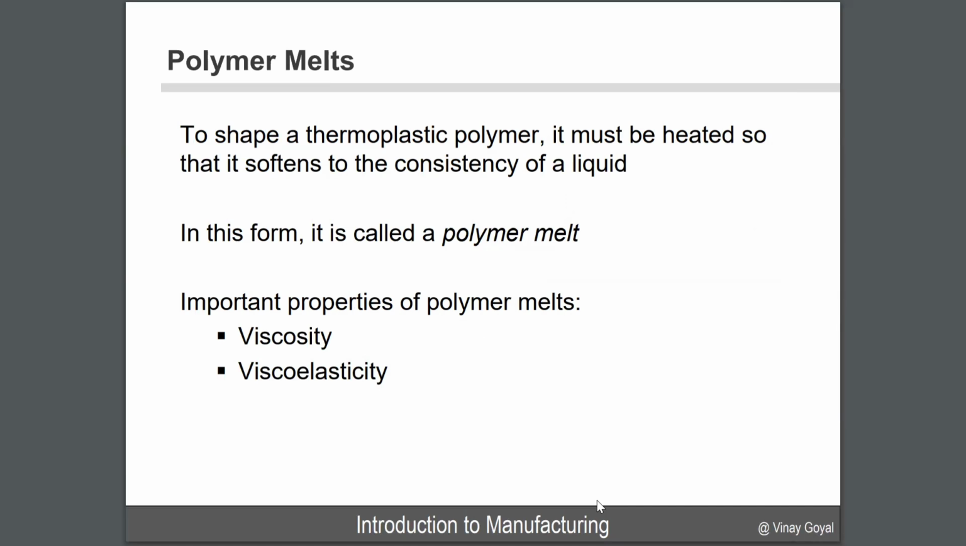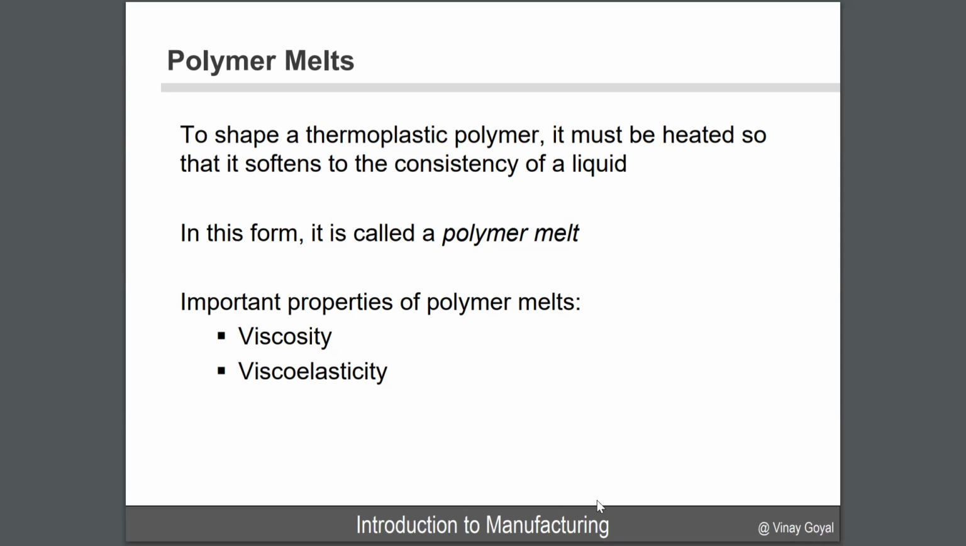Polymer melts is one of the things I'll talk about now. To shape a thermoplastic polymer, you have to heat up the polymer. The reason you have to do that is so it'll soften and so it can have that viscous behavior that's similar to a liquid. So in that form, these kind of thermoplastic polymers are called polymer melt.